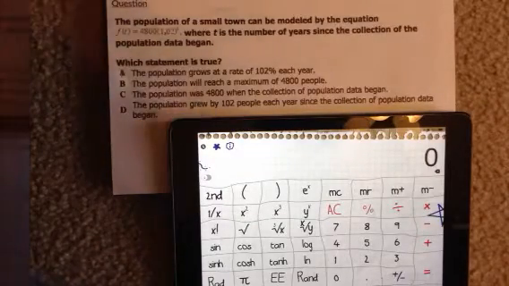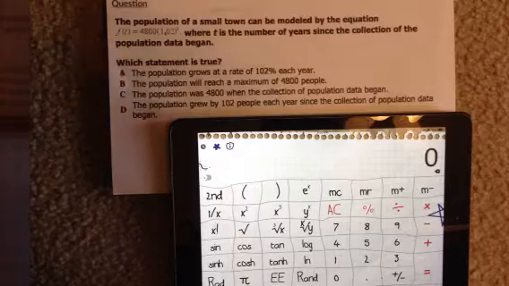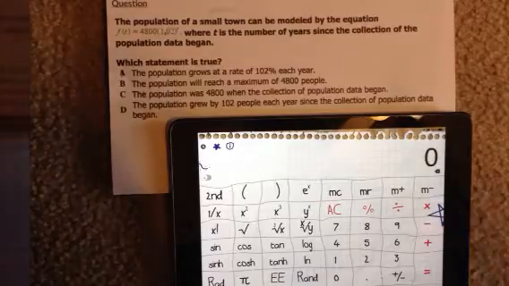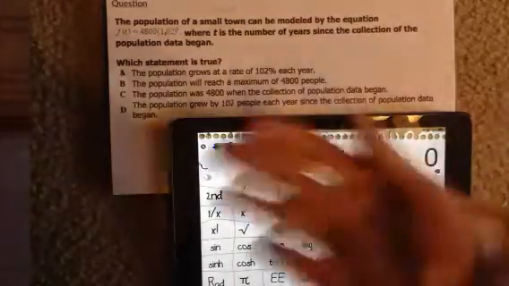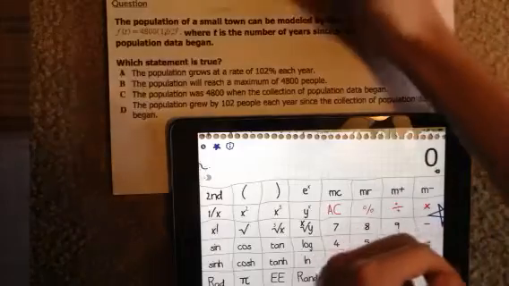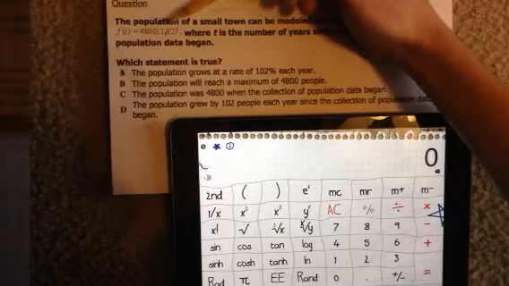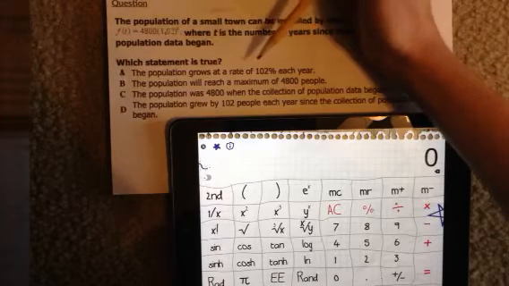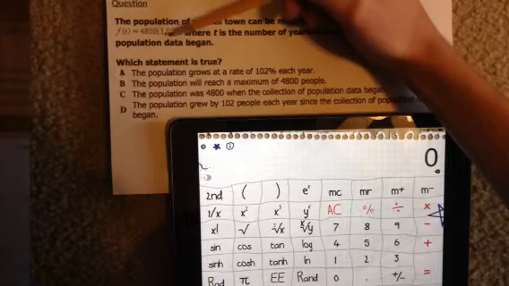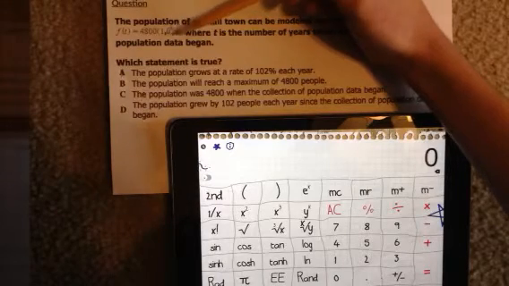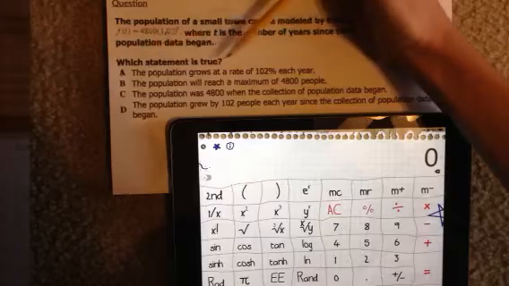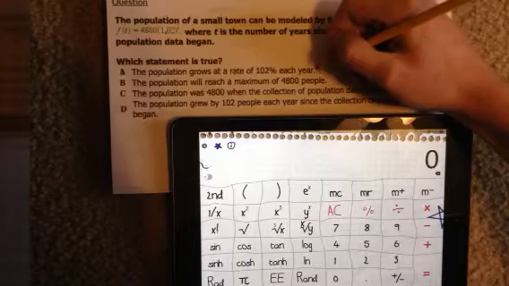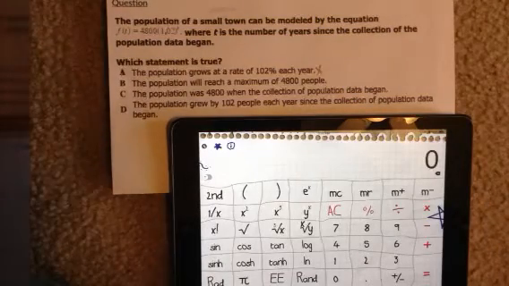So let's go through this one at a time and look at option A. The population grows at a rate of 102% each year. This option is not correct. We know because if we look back at the problem right here, it says that it grows by 1.02%, not 102%. Having this decimal here makes a big difference. So that is why we know A is not the right answer. So mark that out. There you go.